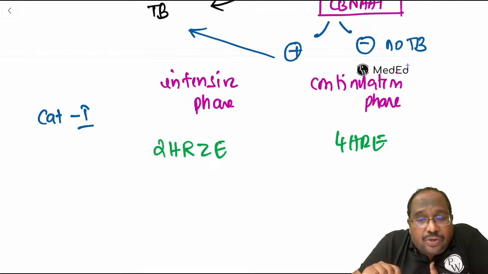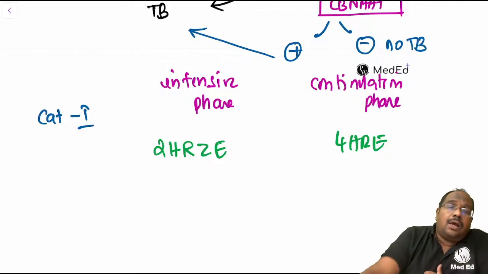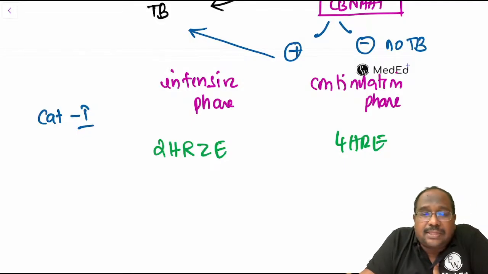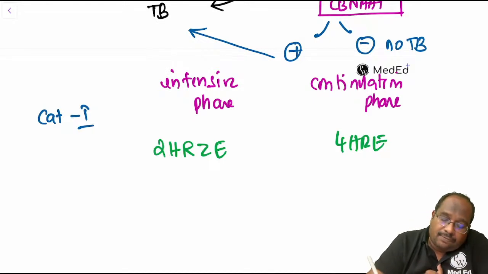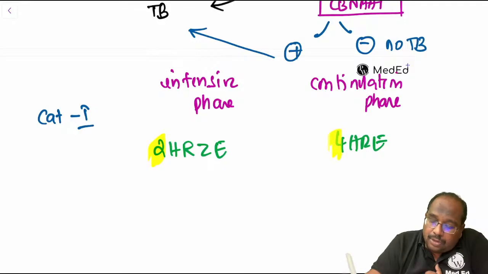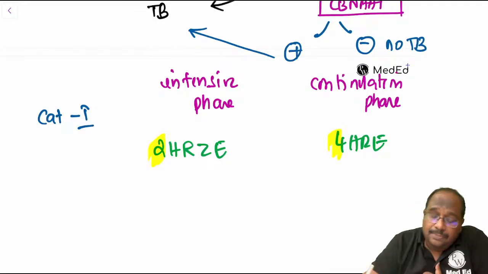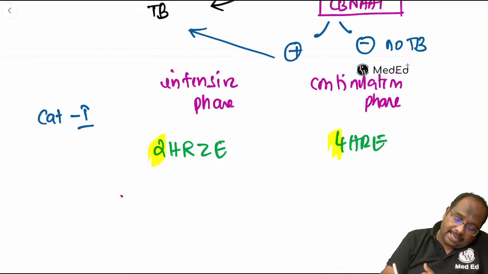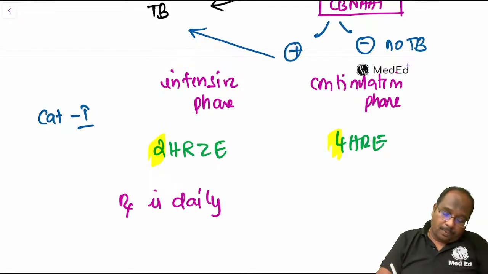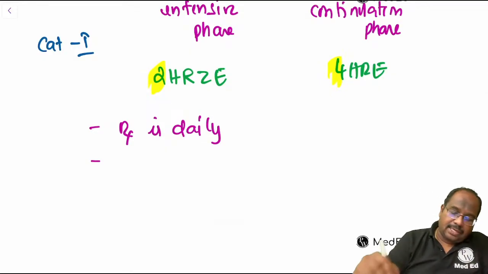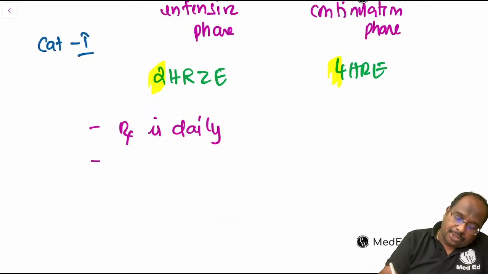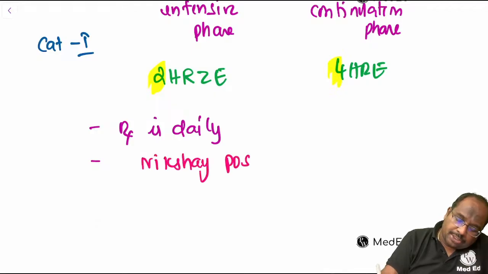H means isoniazid, R means rifampicin, Z pyrazinamide, E ethambutol. So 2 months of HRZE and 4 months of HRE, for a total of 6 months, and the treatment is daily, guys. And what are we providing in this treatment? We are also providing a nutritional allowance. What is that called? Nikshay Poshan Yojana.